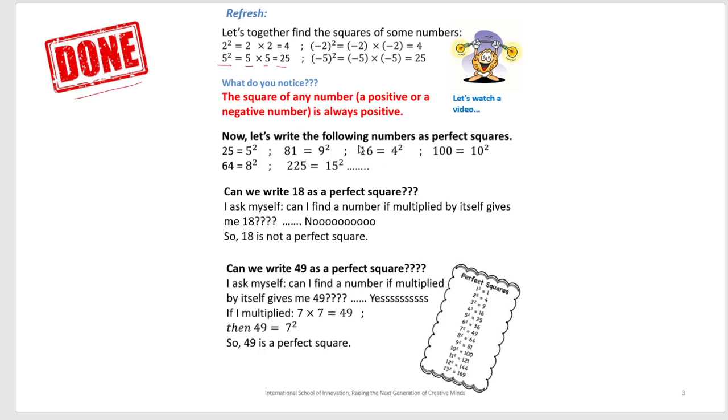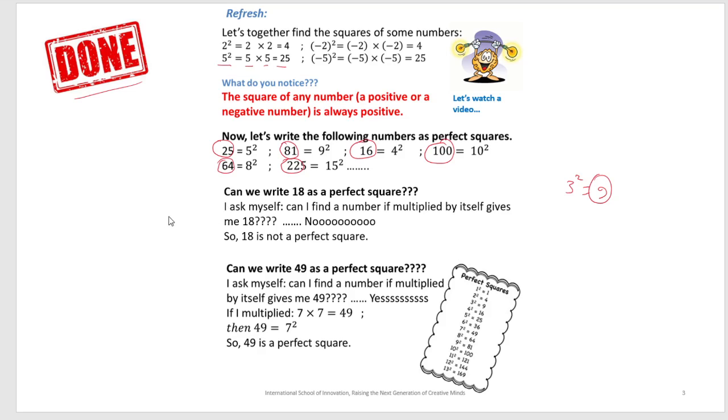Now let's write the numbers as perfect squares. So 25 equals 5 squared, 81 equals 9 squared. Those numbers are called perfect squares, which come from a whole number squared. 10 squared is 100, a perfect square. 3 squared equals 9, and 9 is a perfect square.